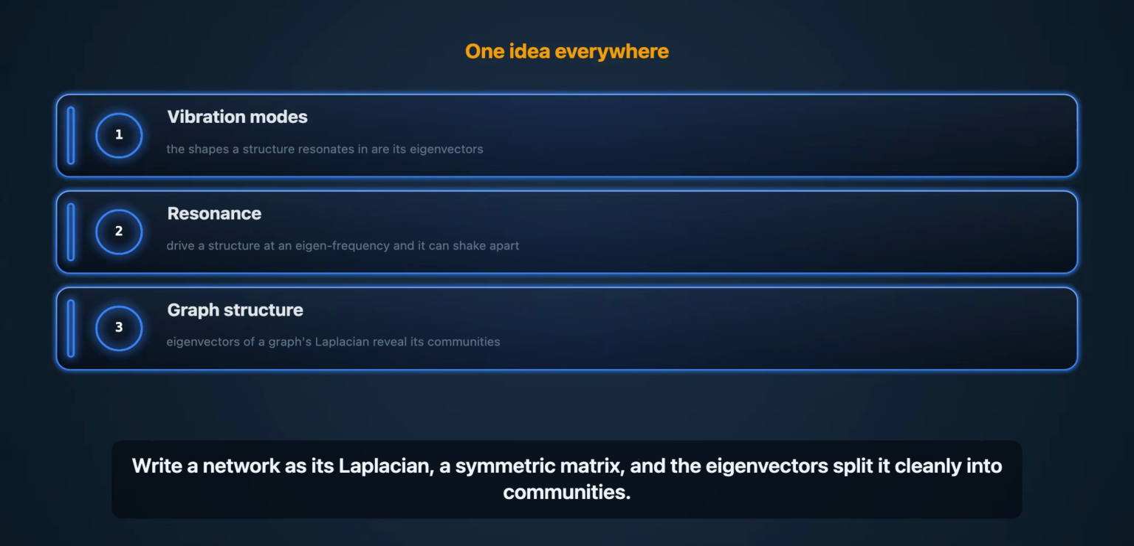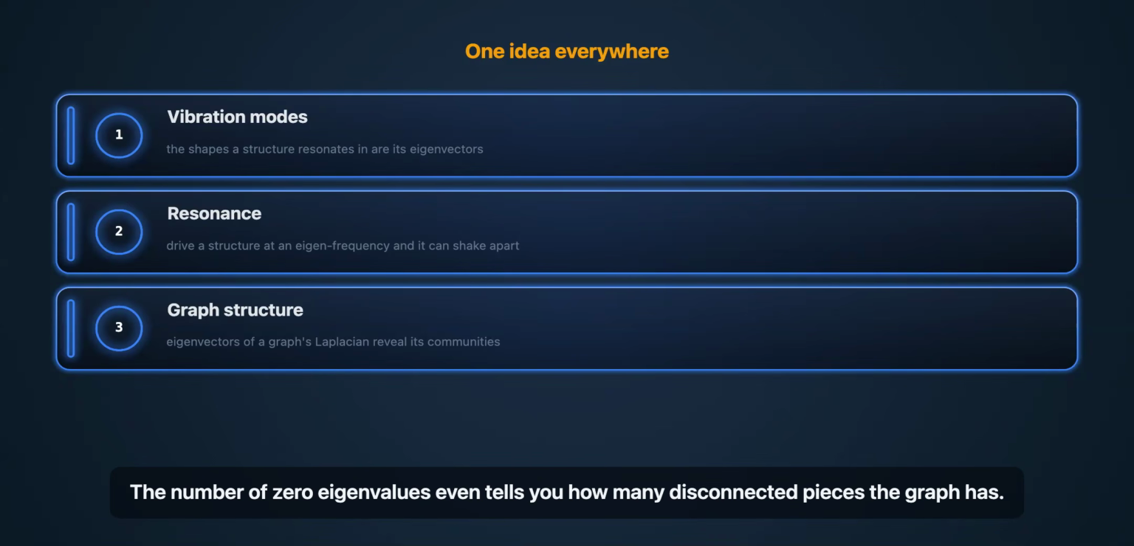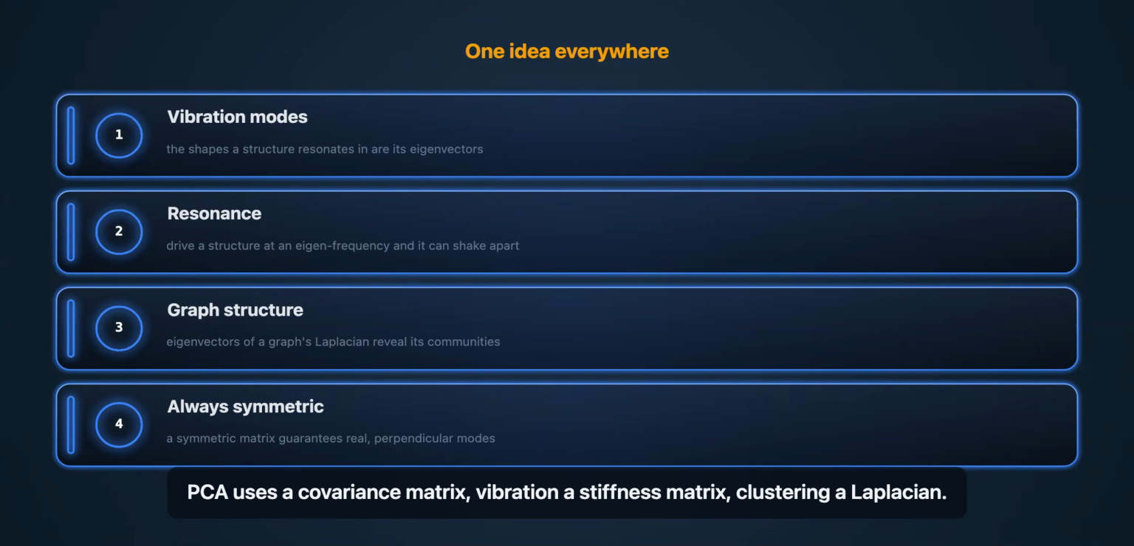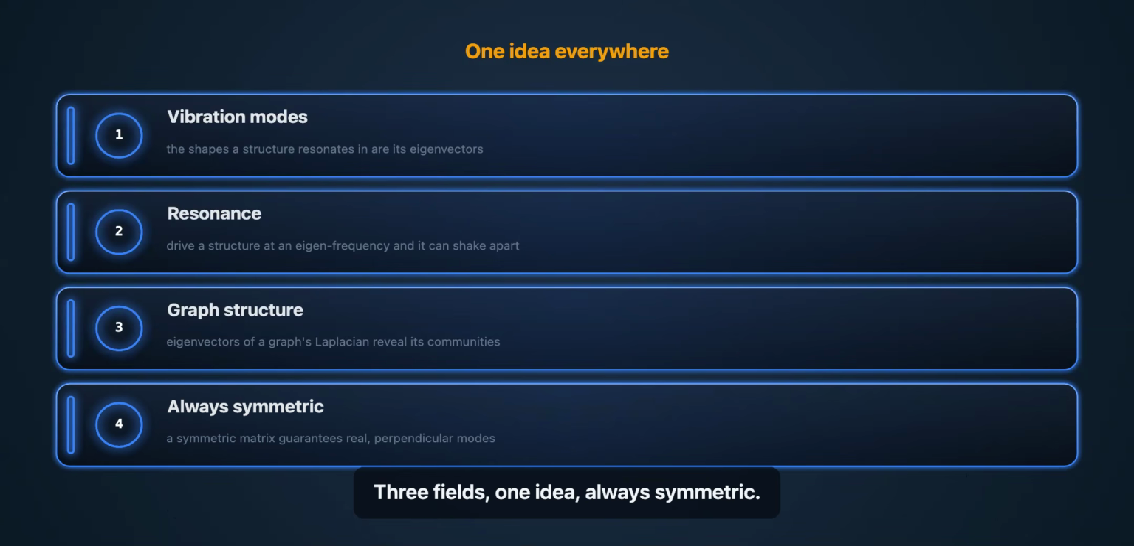Write a network as its Laplacian, a symmetric matrix, and the eigenvectors split it cleanly into communities. The number of zero eigenvalues even tells you how many disconnected pieces the graph has. Spectral clustering, image segmentation, graph layout, all of it rides those eigenvectors. PCA uses a covariance matrix, a vibration, a stiffness matrix, clustering a Laplacian. 3 fields, 1 idea, always symmetric.